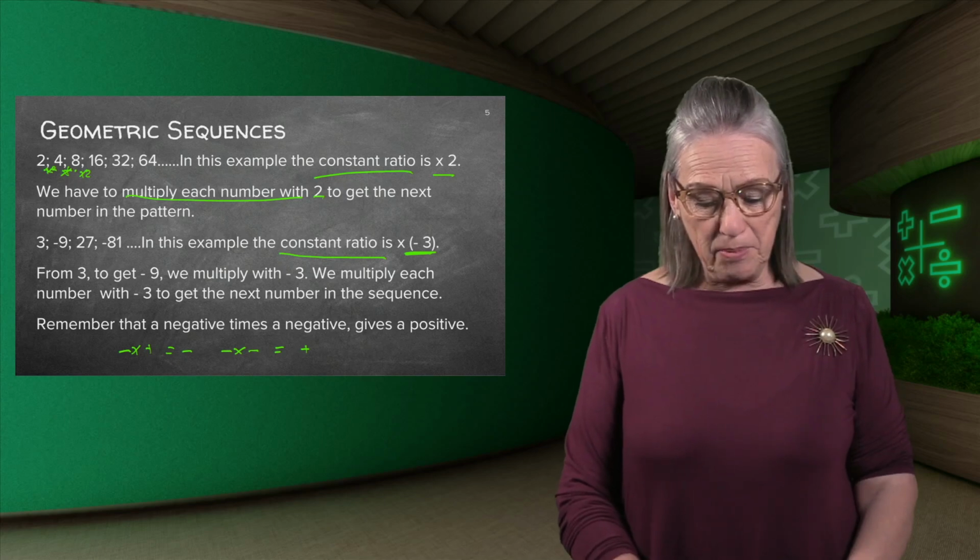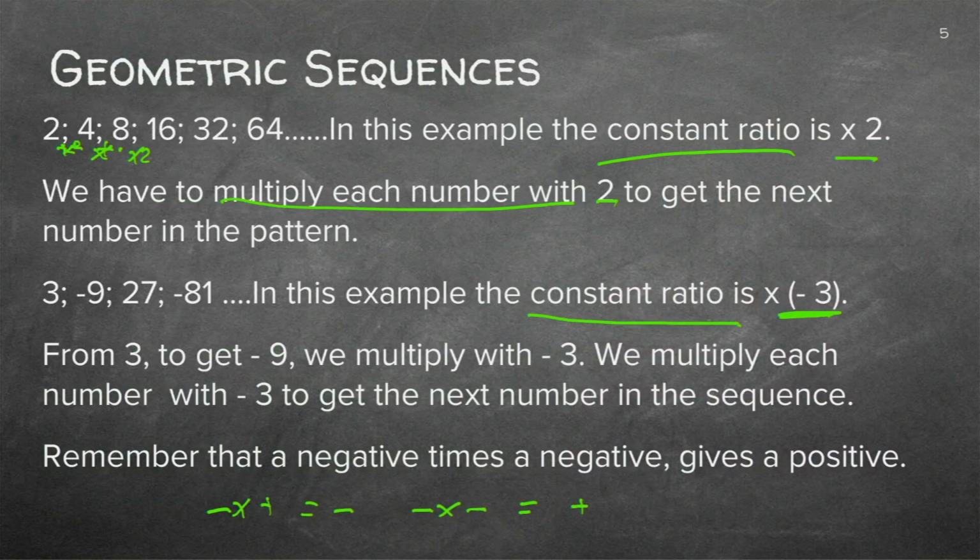Okay, so from 3 to get to -9, we must multiply by -3. So a plus 3 times a minus 3 will give us a minus 9. But now to get to the next number, if we multiply -9 times -3, we've got two minuses, so we're going to end up with a plus. The next one, if we multiply -3 times 27, it's a minus and a plus, we're going to end up with a minus 81.